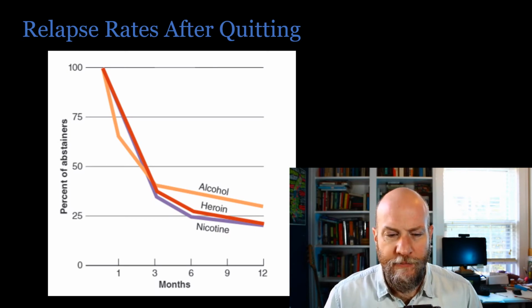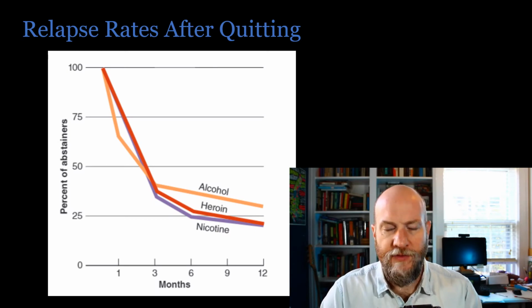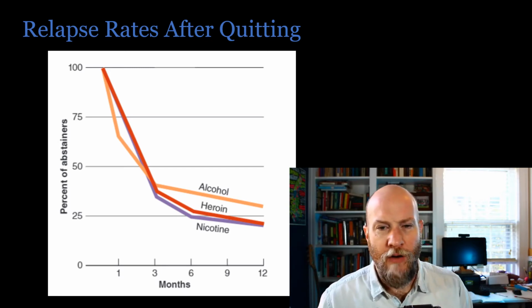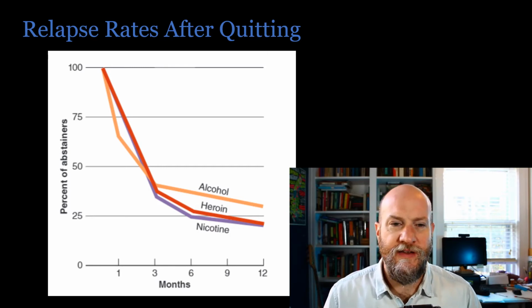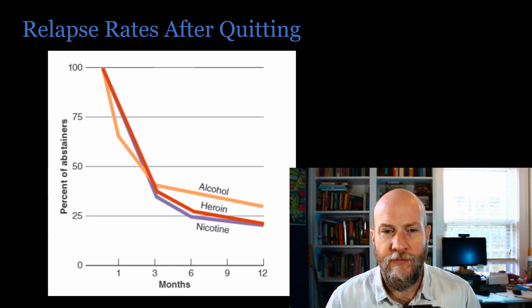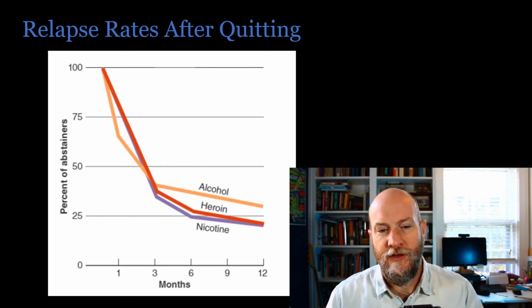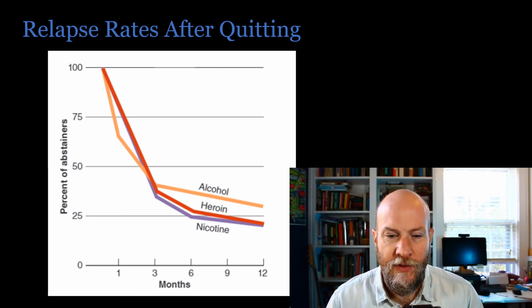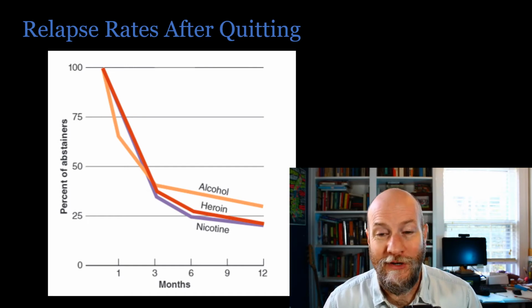So relapse rates for these drugs: interestingly enough, you can see that after people quit alcohol, heroin, and nicotine, there's a tendency for everybody to plateau out. When quitting for brief periods of time, you tend to see very high success rates of people remaining abstinent. But as time goes on, you start to see very similar relapse rates for alcohol, heroin, and nicotine. People will often say cigarettes are more addictive than any other drug. Well, there's some evidence here to support that.